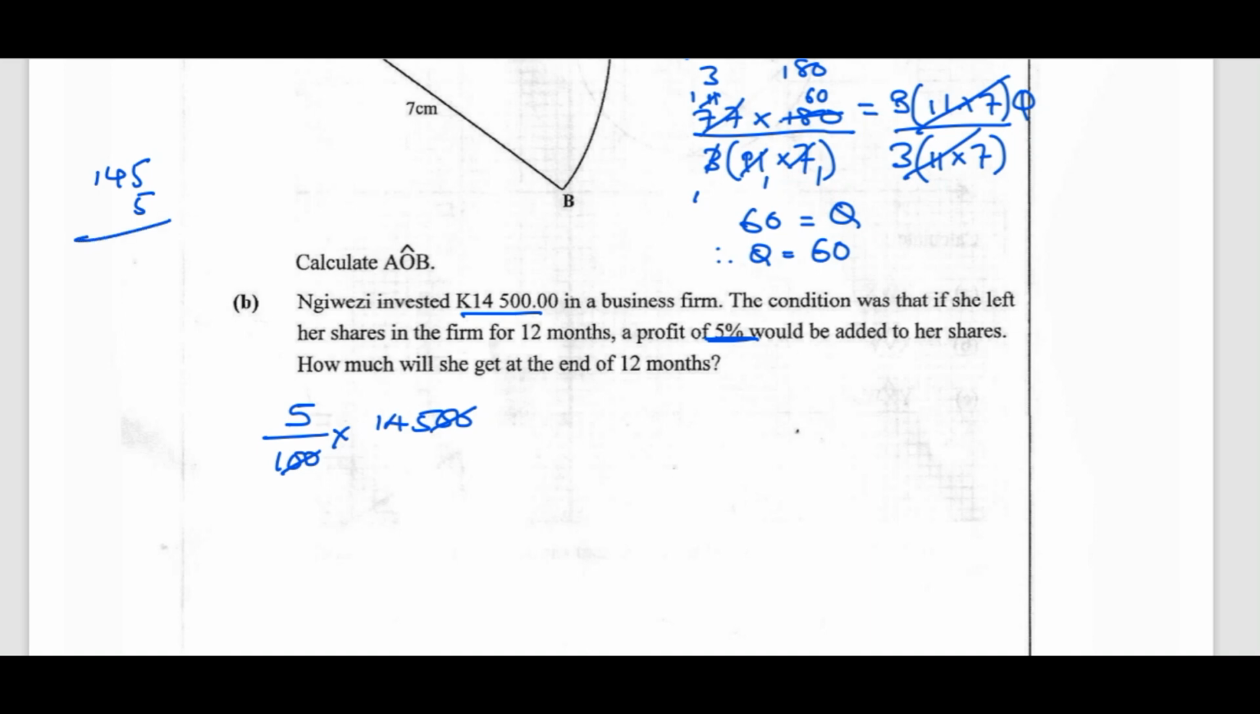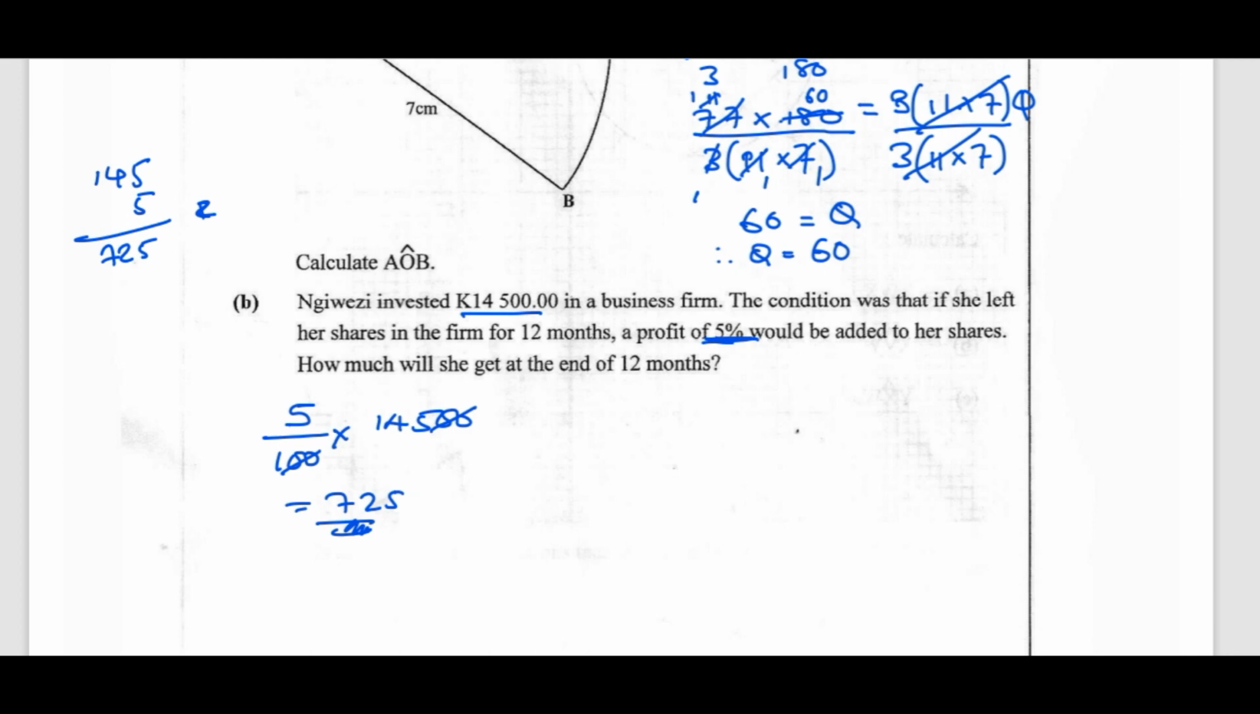So we're going to multiply 145 by 5. This is 25. 1, 2. And then this is 20 plus 2. So we have 22. We're going to remain 5, so we're going to have 72, which is 725. That is the amount that we have. So meaning that this amount that we found is 5% of the amount she invested.